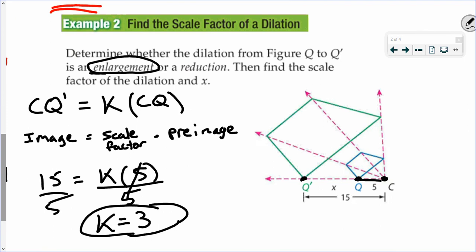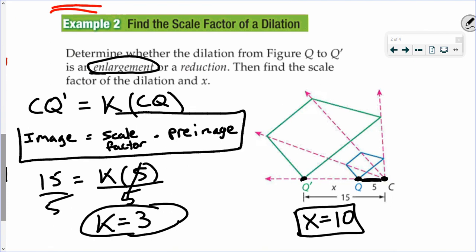All right, to find x, if CQ is 5 and the whole thing is 15, clearly x needs to be 10. We've got a remaining 10 units unaccounted for, so that is x units. So that's a good test or quiz problem, knowing image equals scale factor times pre-image. That's a good dilation problem.